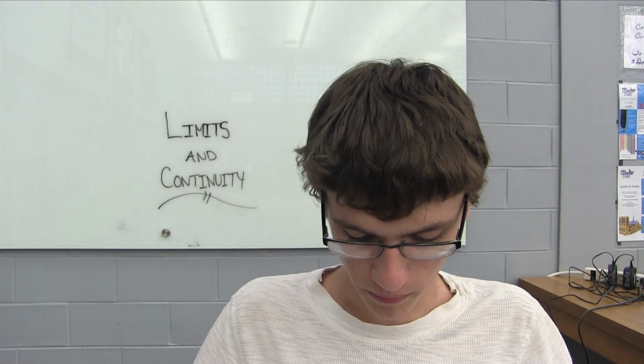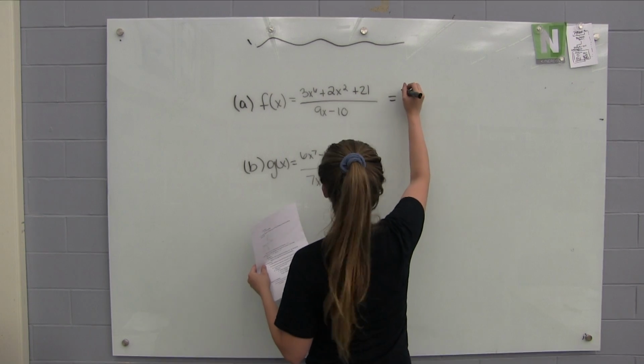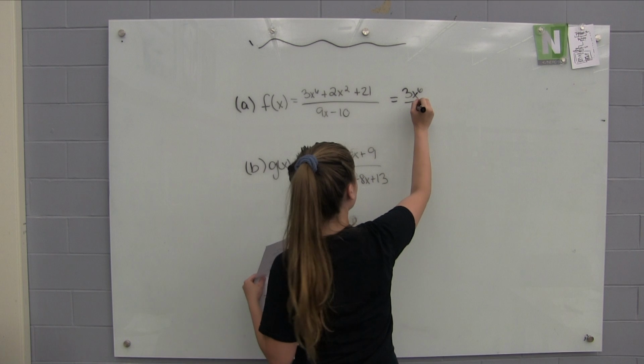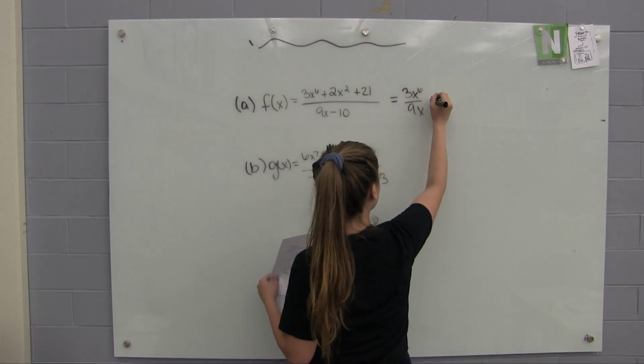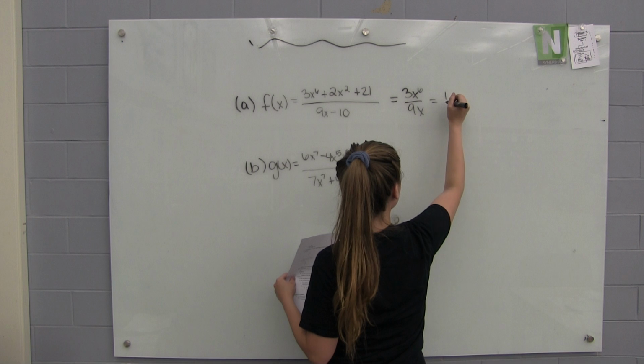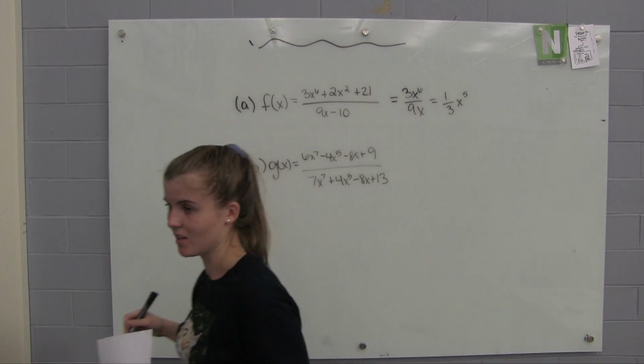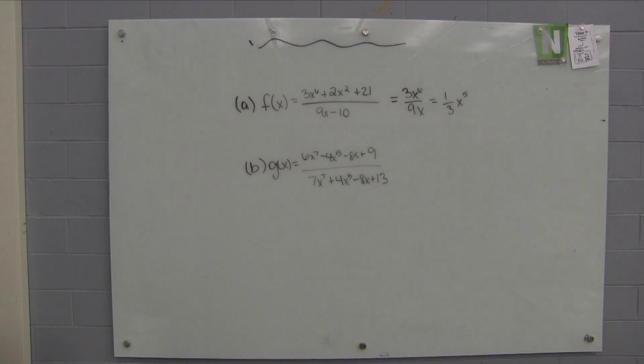Let's take a look at problem A. All you have to do for these problems is take the term in the numerator with the highest exponent and divide it by the term in the denominator with the highest exponent. So, you would take 3x to the 6th and divide it by 9x. This leaves you with 1/3 x to the 5th. This is your end behavior model. Go on and try the next one by yourself.